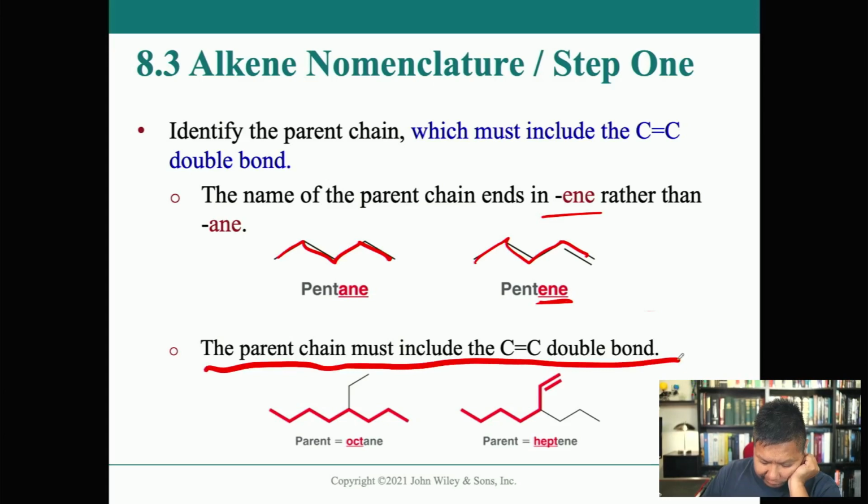So previously the parent chain in octane here was the longest one, right? But here the parent chain is going to be the one that has the double bond in it, even though it's not the longest one. And so that's why the parent here is heptene, not octane.